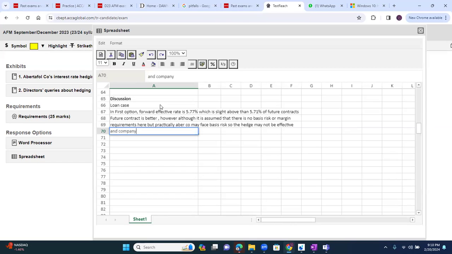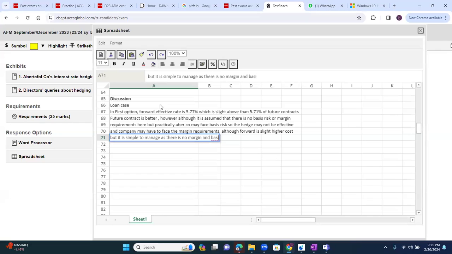And company may have to face the margin requirements. Although forward is slightly higher cost, but it is simple to manage as there is no margin and basis risk.